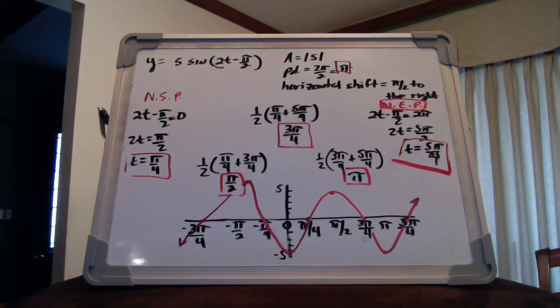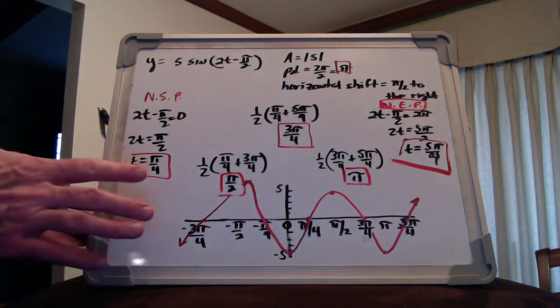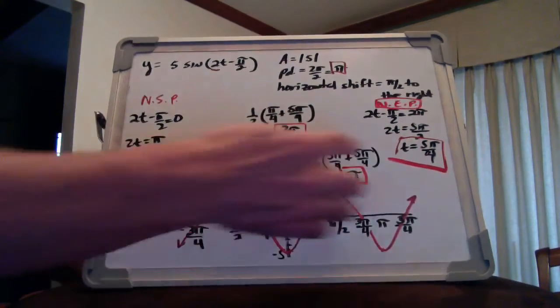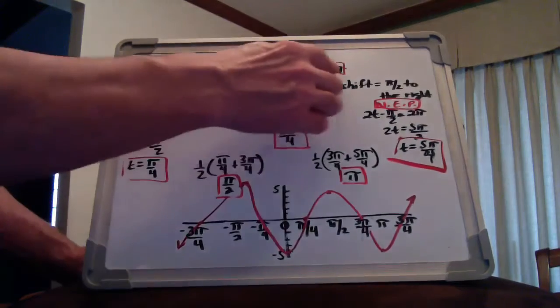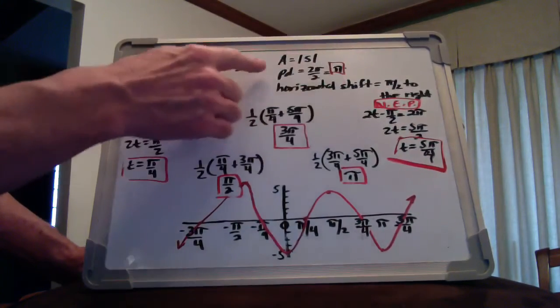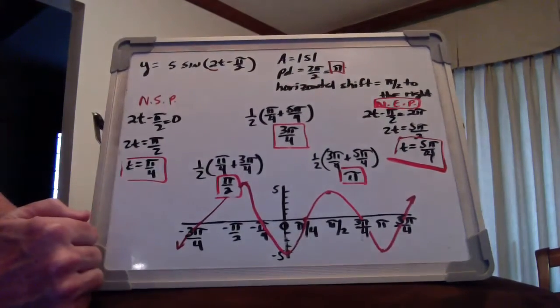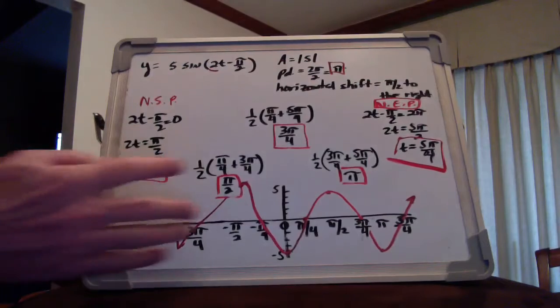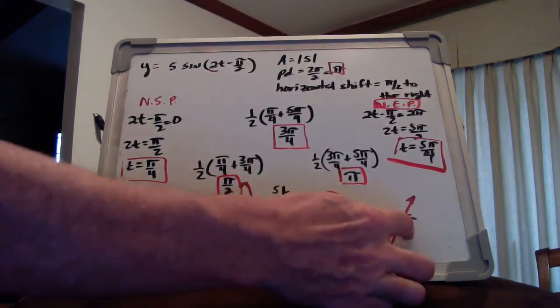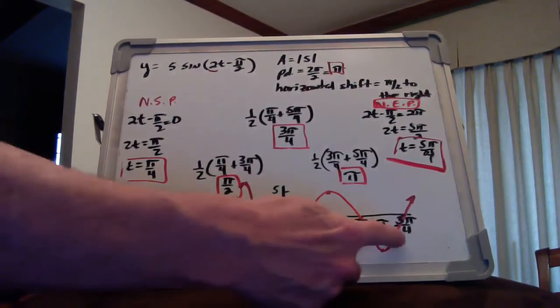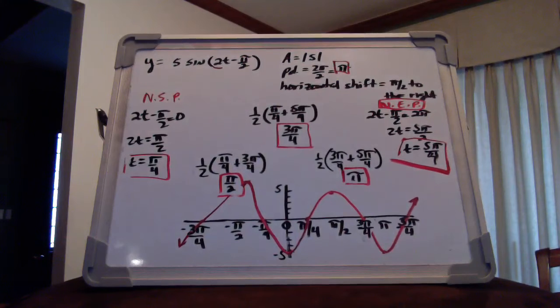Now before we go on, you have pi over 4 and 5 pi over 4. The distance between these 2 is pi, and that's what it should be, because the length of your period is pi. So if you notice on the graph, here's your start point and here's your end point. Then you have to find 3 angles in between, just like in your regular sine graph.